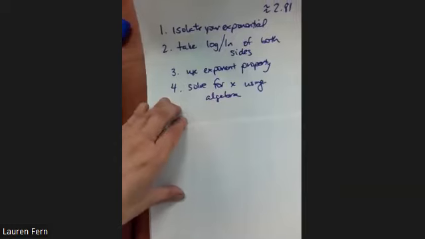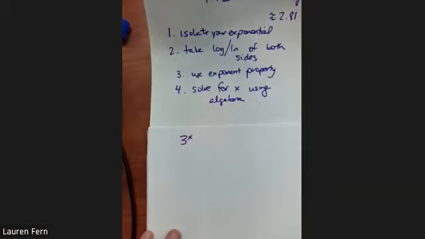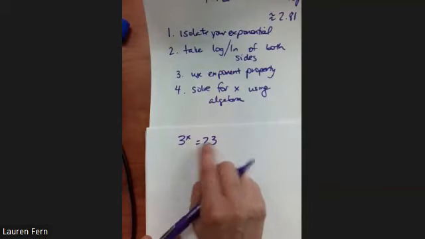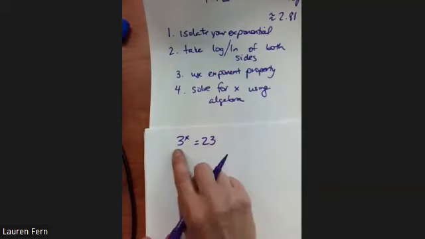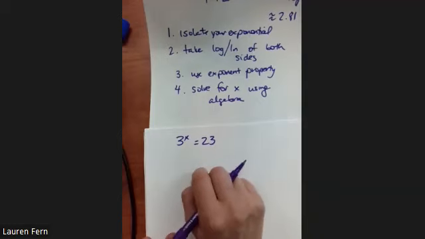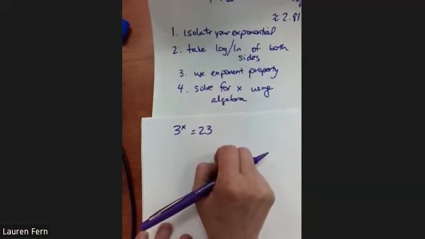So what if I wanted to solve something like 3 to the x is equal to 23? I mean, in the back of my head, because I love to play with numbers, I know that 3 squared is 9, so 2 is too small. And 3 cubed is 27, so 3 is too big. Okay, so we've got to get the decimal between 2 and 3 that gets us there.